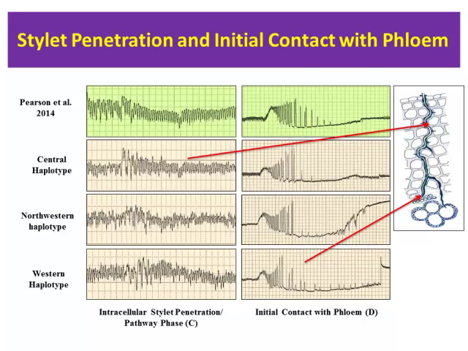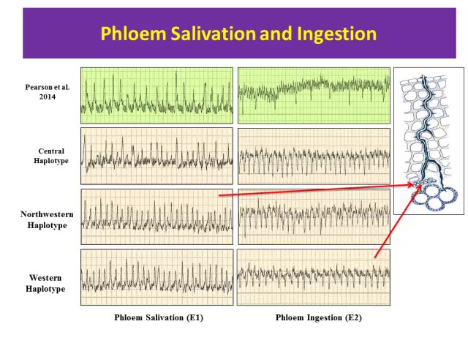The first time they contact the phloem, they will be trying to penetrate the leaves, and once they hit the phloem, these will change. So you can see for the three haplotypes, the waveforms representing reaching the phloem are the same as what has been described by Pearson. The same trend was observed for phloem salivation and ingestion. Basically, these three haplotypes do reach the phloem the same way.